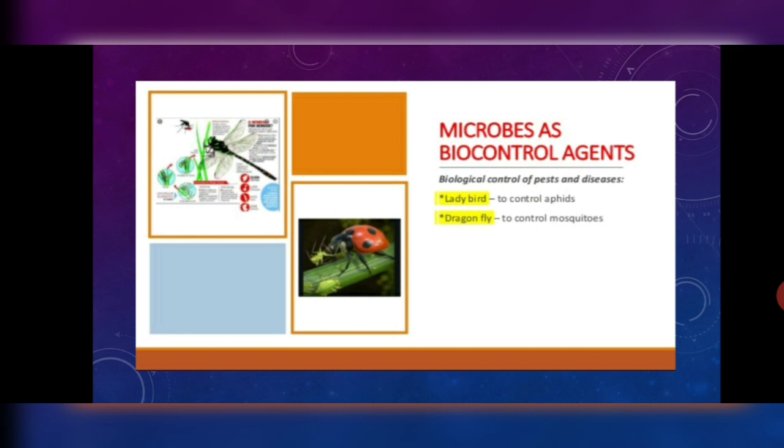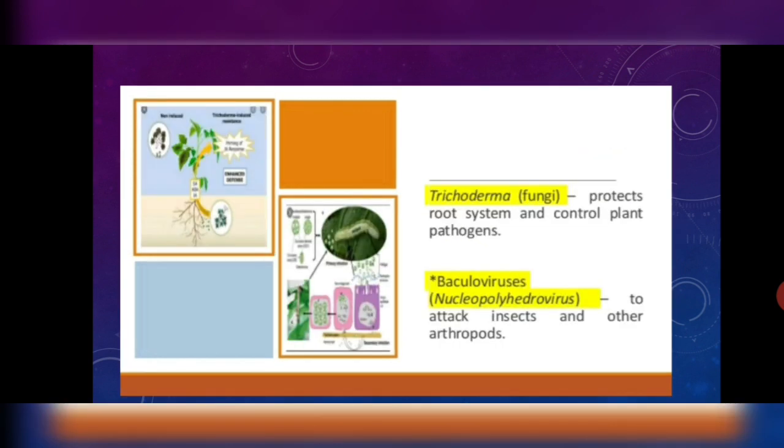Now let us discuss microbes as biocontrol agents. Biological control of pests and diseases by organisms like ladybird, which can eat the aphids. They are species specific. Dragonfly will eat only mosquitoes. Meaning, whatever else there is, they will not harm our crop plants or anything. They will only eat the insect pests and thus save our crops.